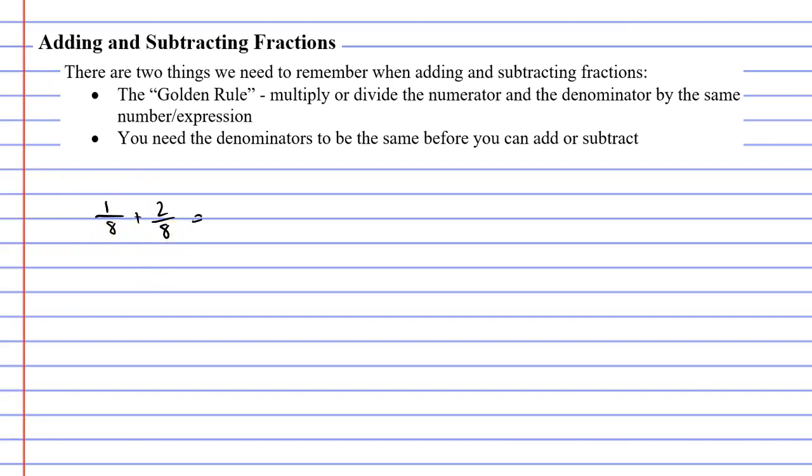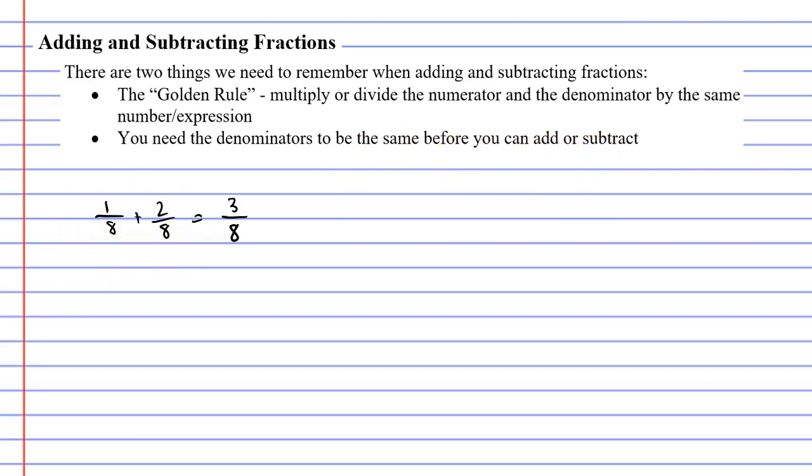Well, you add the top two numbers, the numerators. 1 plus 2 is 3. And then the denominators, which are both 8, remain the same. And we get 3 over 8. And you'll notice in dot point 2, it says that you need the denominators to be the same before you can add or subtract, which is what we had here.